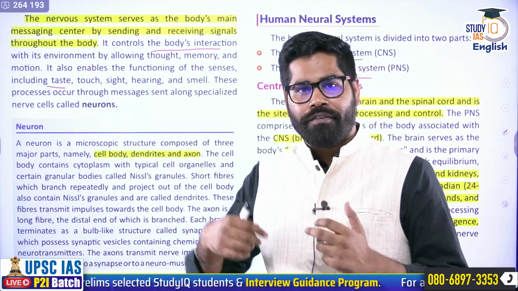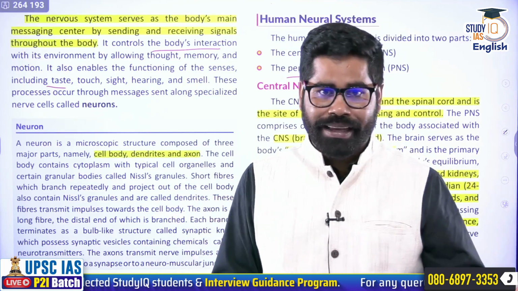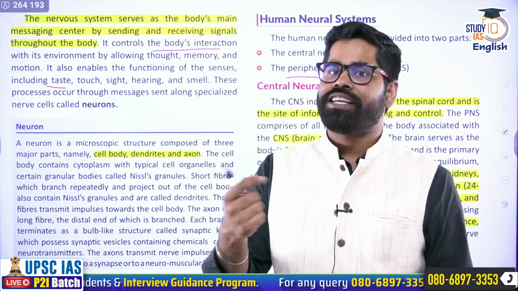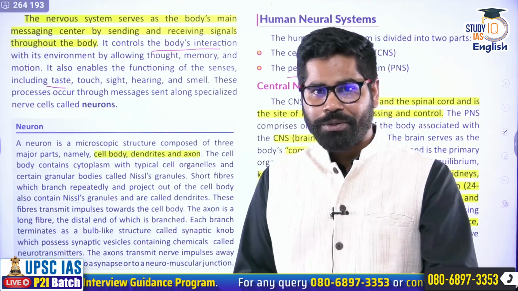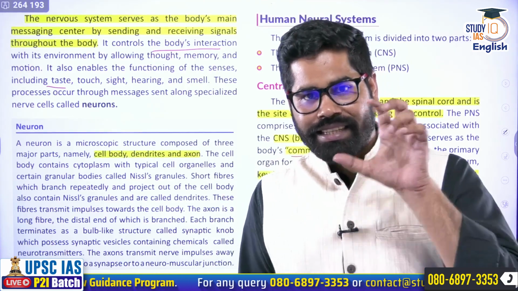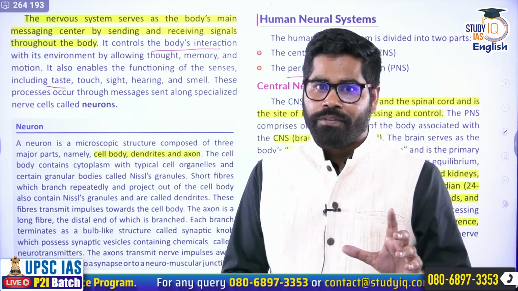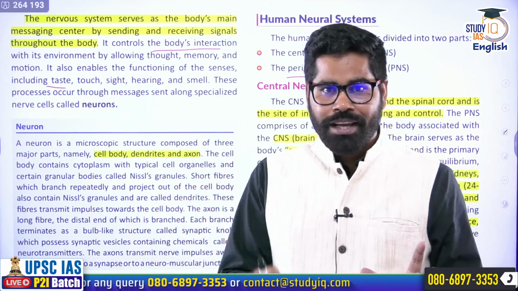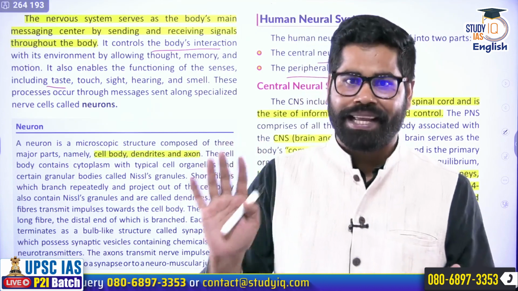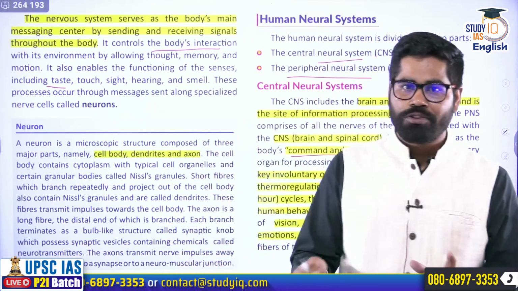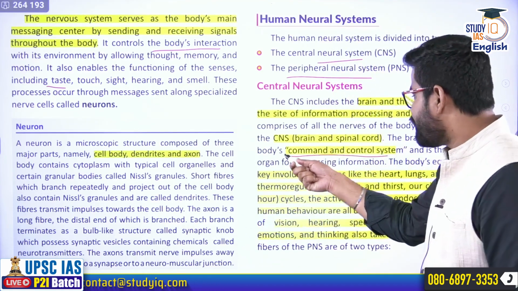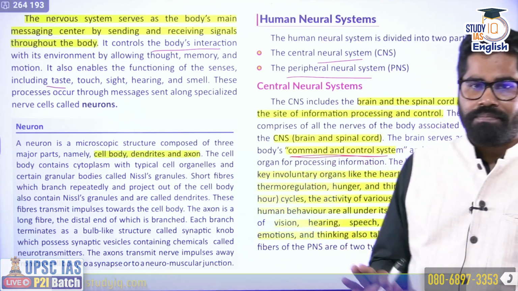We have certain portions of the brain which perform voluntary action, like if I am moving my hand, if I am speaking, if you are listening, if you are watching. That is your voluntary action, meaning you have decided to do it. But then there are certain involuntary actions also which are coordinated by the brain, that are not in your control, but are in the control of the brain. So that also lies under the brain part. That's why it has been called the command and control system.